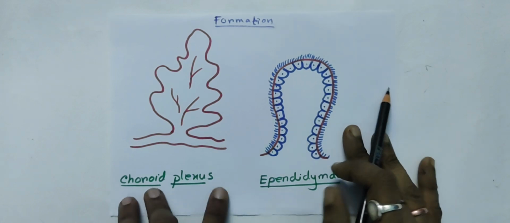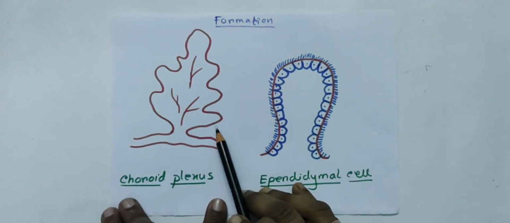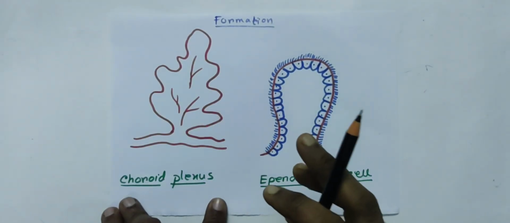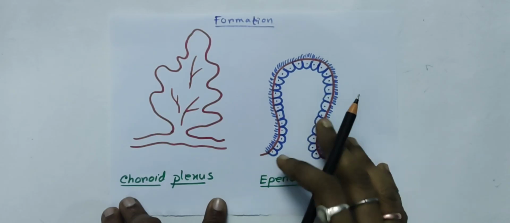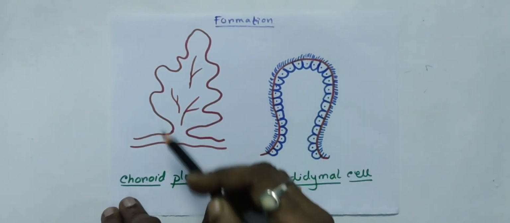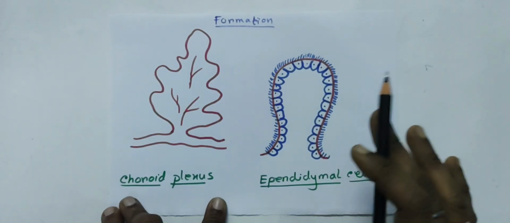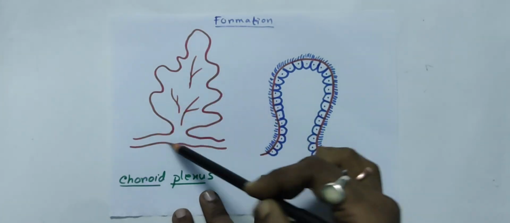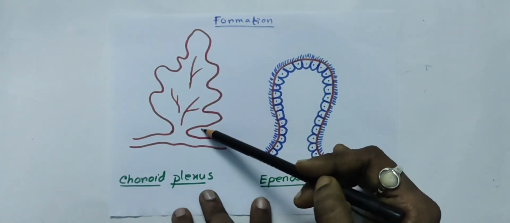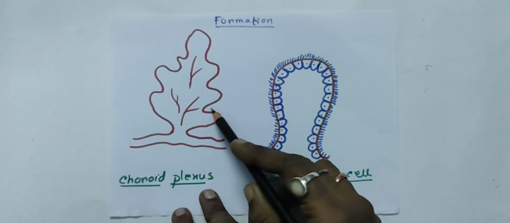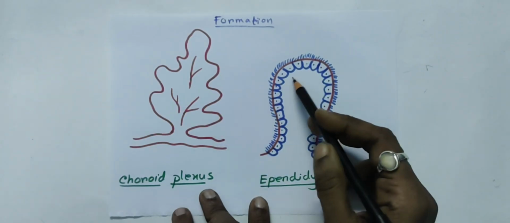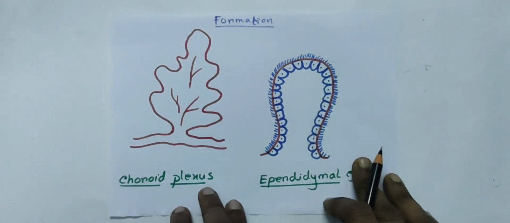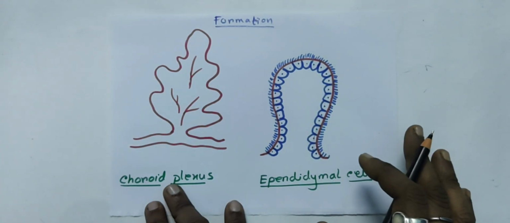CSF is formed by the choroid plexus situated within the ventricles. The choroid plexus is a branching network of capillaries, projections, covered by pia mater and ependymal cells. The choroid plexus is the branched capillaries, and a portion I am showing here is surrounded by the ependymal cells. These are the ependymal cells. These are neuroglial cells. Okay, they form the blood-brain barrier.